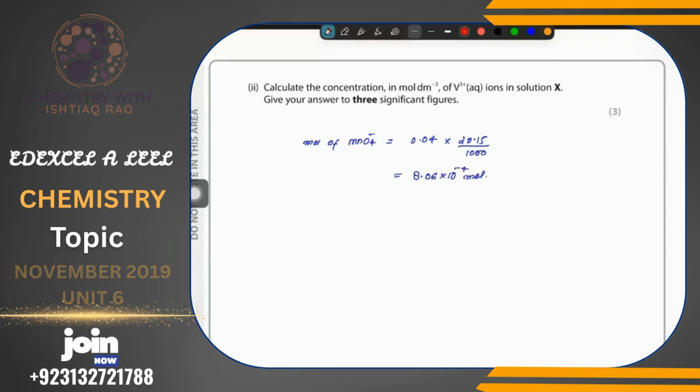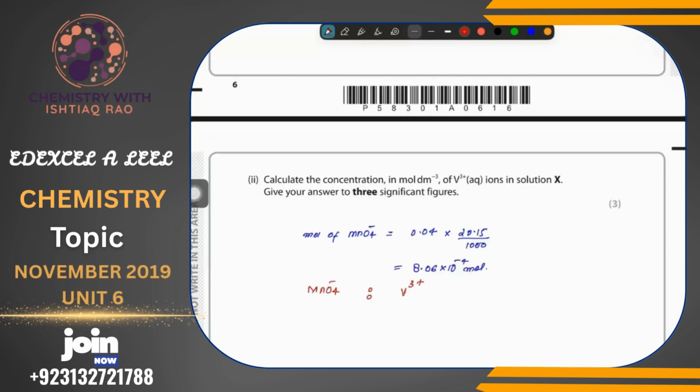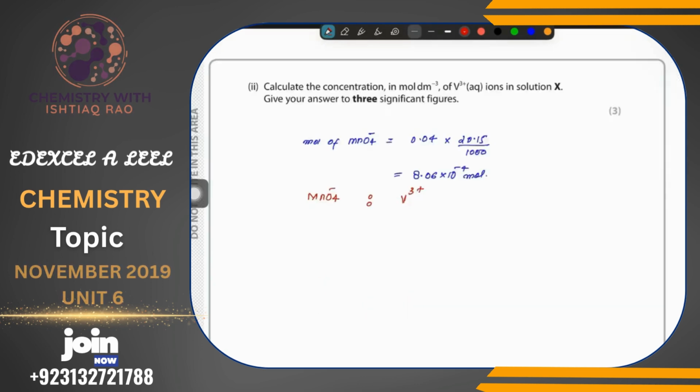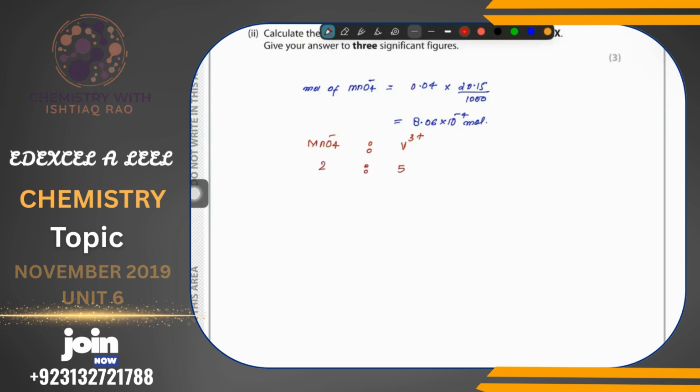So the mole ratio is 2 to 5, right? This is 2 and this is 5. I got the moles of MnO4 minus, that is 8.06 times 10 to the power minus 4, and this is going to be x. Then we have to cross multiply this. I would be getting the moles of V3 plus, which is 2.015 times 10 raised to negative 3.